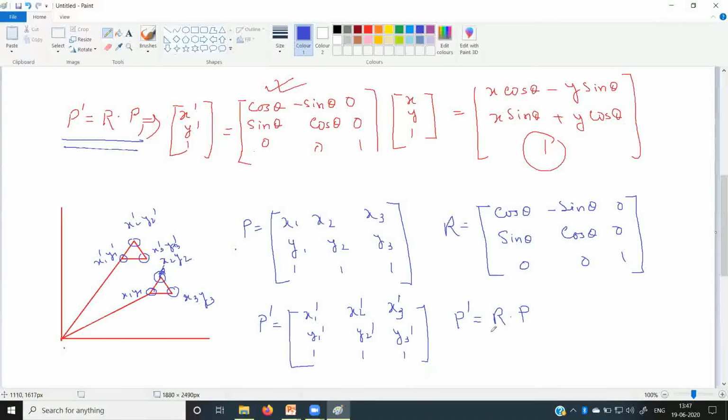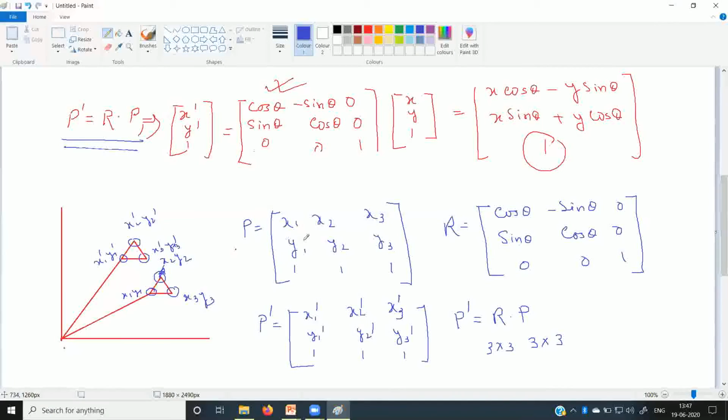Okay. So here R, what is the dimension of R? R is a 3 cross 3 matrix. And what is P? It has 3 rows and 3 columns in that case. If it is a square, then it will be 4 columns. So depending on the number of points, the number of columns will increase, but the number of rows will remain the same. It is 3.